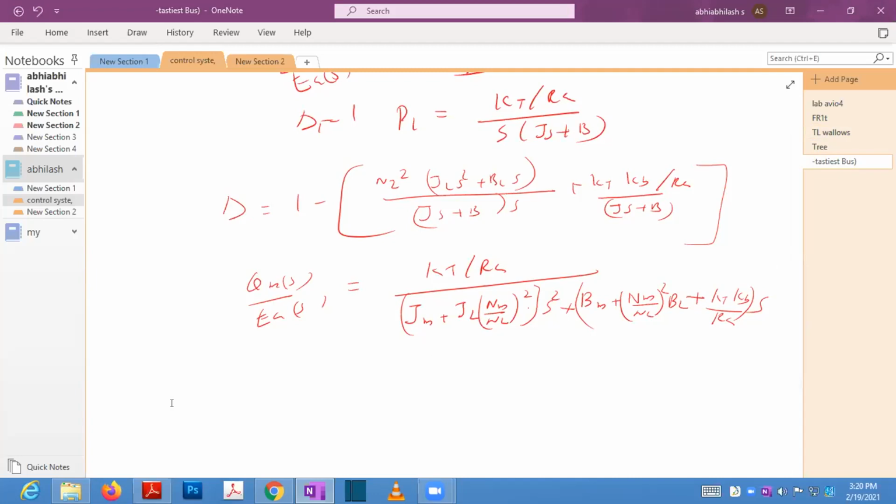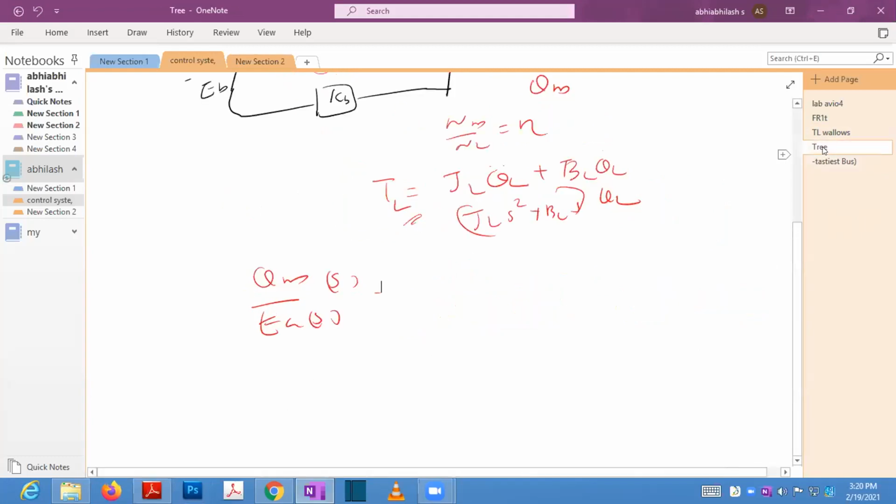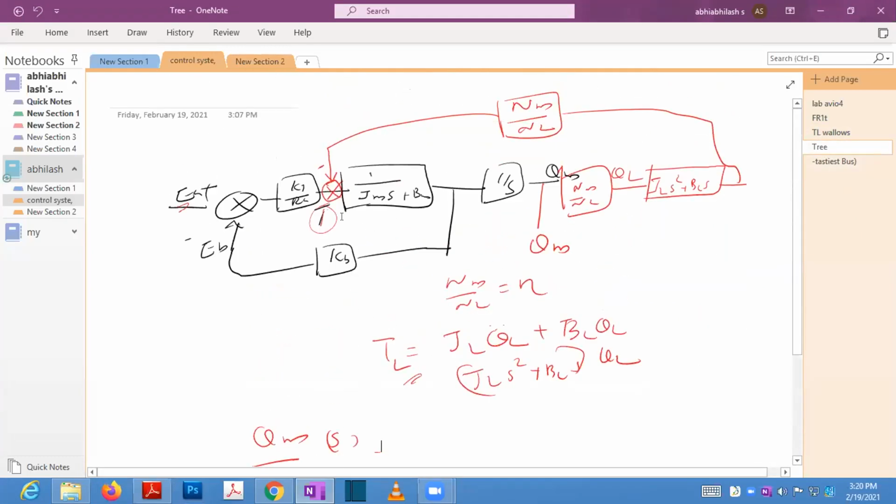Sir, can you again explain that part? Why did we connect the last theta L portion? That's the torque on the load back to this. Why did we have that second loop, that feedback part? Because that torque was in turn provided by the motor torque only. So why do we need to add an extra loop to it?